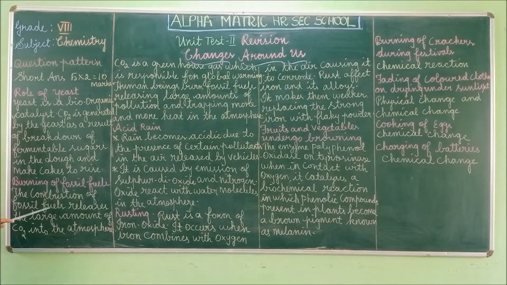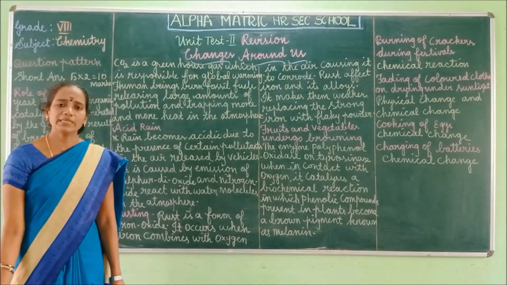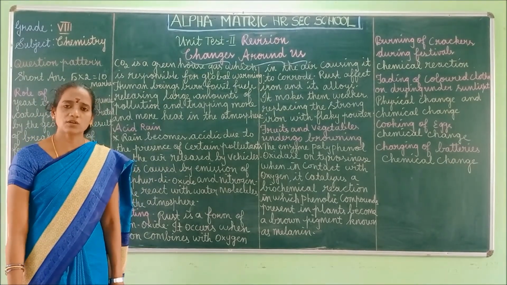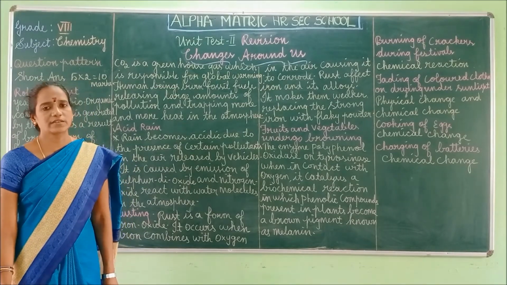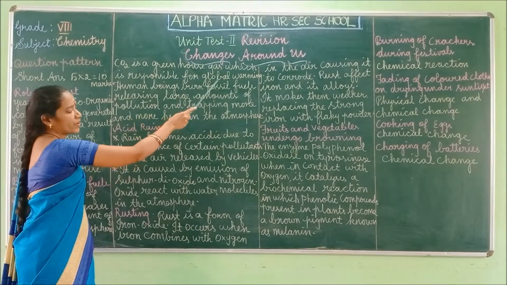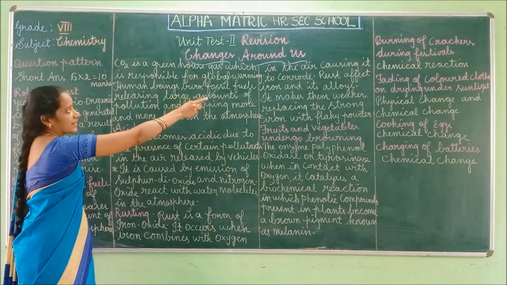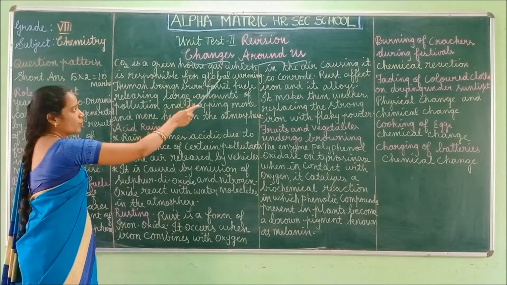The combustion of fossil fuels releases a large amount of carbon dioxide into the atmosphere. We are using many vehicles, isn't it? So carbon monoxide as well as carbon dioxide gas is released into the atmosphere. Carbon dioxide is a greenhouse gas, and not only carbon dioxide, even methane and chlorofluorocarbons, in short CFC, are greenhouse gases. These gases are responsible for global warming. Mainly carbon dioxide is a greenhouse gas and is responsible for global warming.